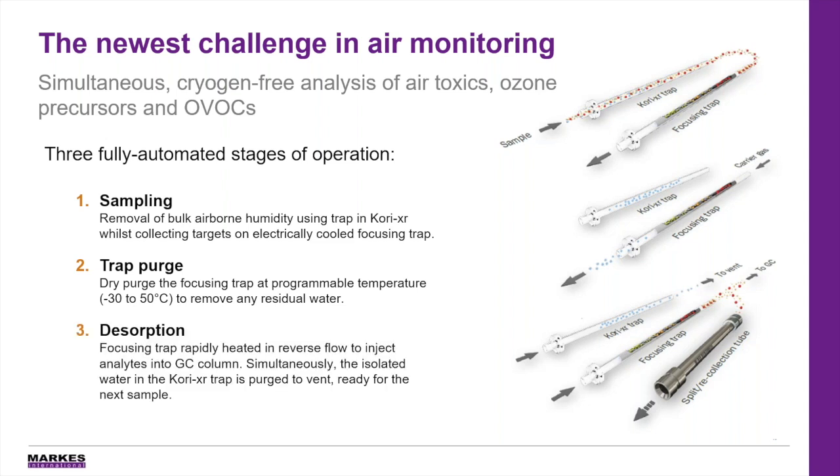And then finally, we have desorption into the GC. Now, the focusing trap is rapidly heated in backflush to inject the analytes onto the GC column. Simultaneously to this, the water from the Cori trap is removed by heating up the Cori as well. And this water is then sent to vent, so it's ready for the next sample.